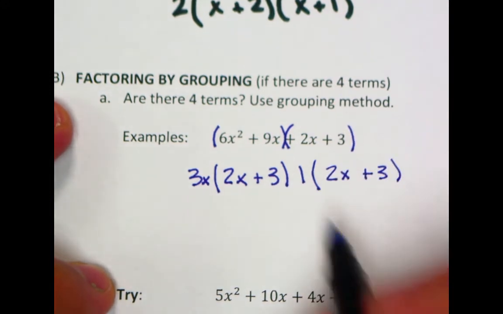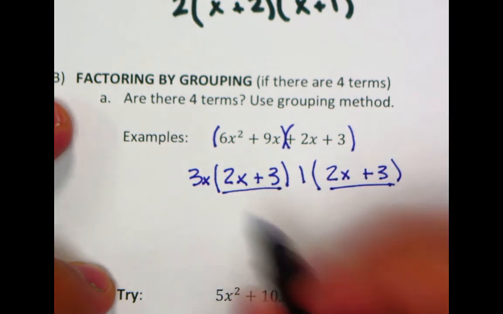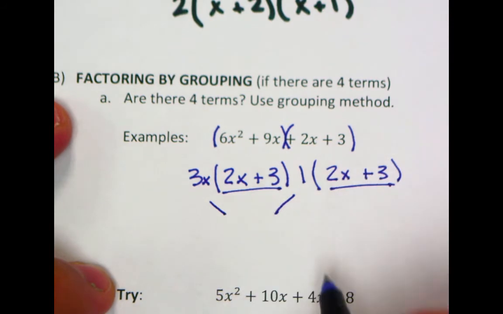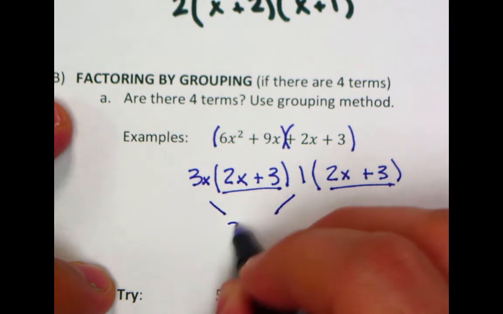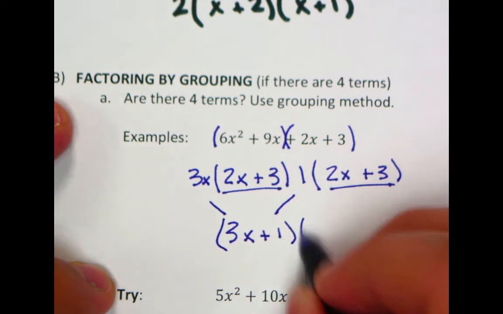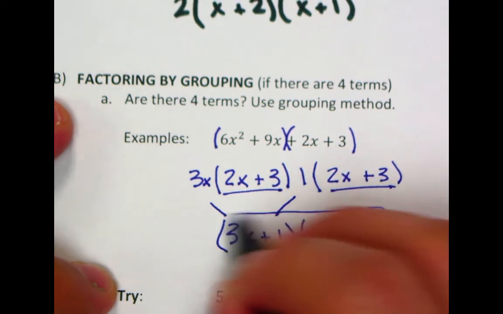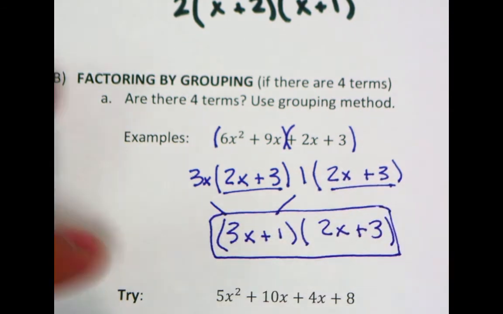What you should notice if you grouped properly is both of your parentheses should be the same. You then take your GCFs and pair them in the same parenthesis, and then your common factors in the other. And that is grouping.